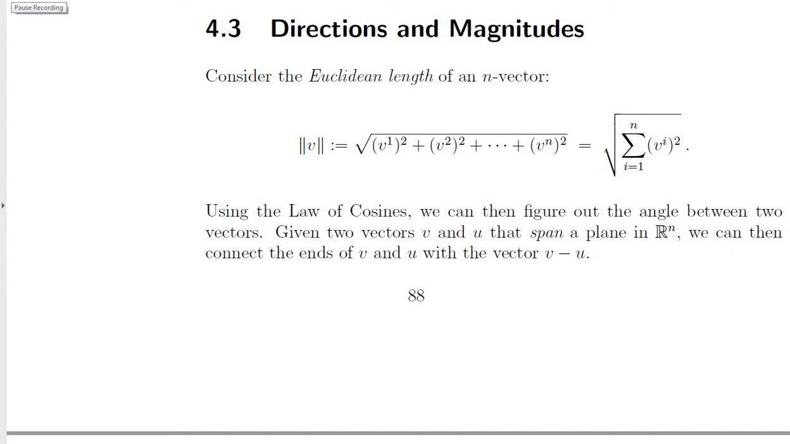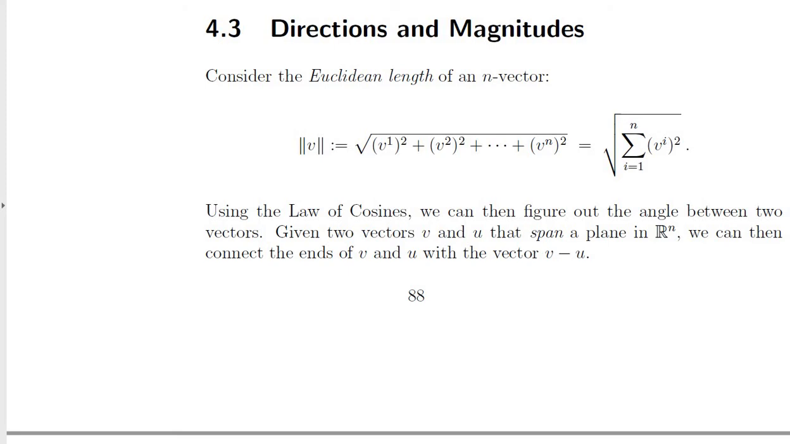Now, we know that when we deal with vectors in 2 and 3 dimensions, we can talk about the length of vectors. We can also talk about the angle between vectors. So in this section, we're going to be talking a little bit about these two concepts in n-dimensional space.